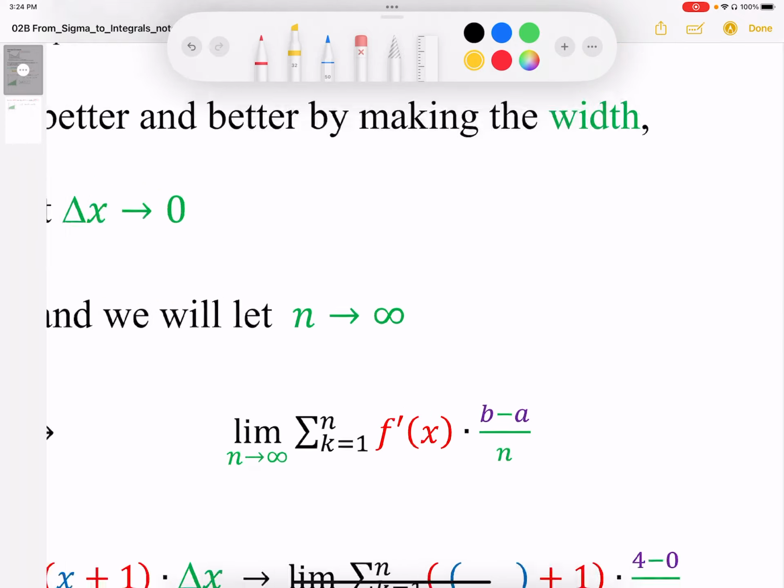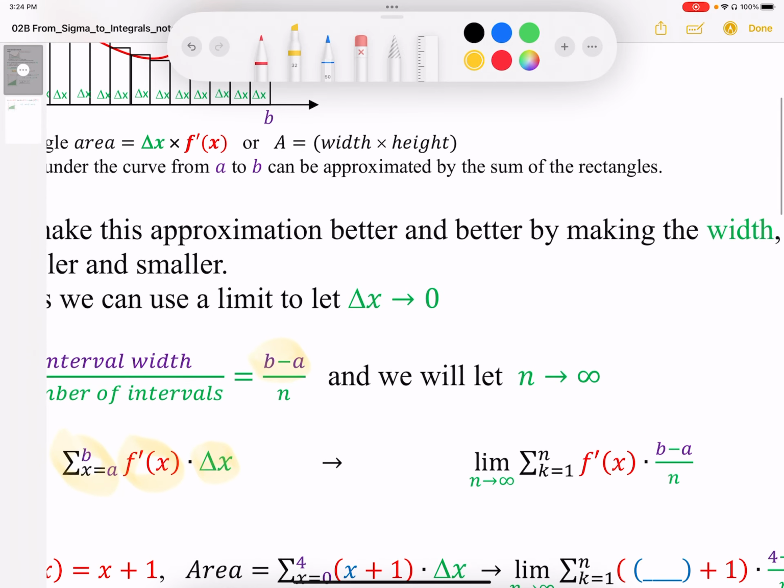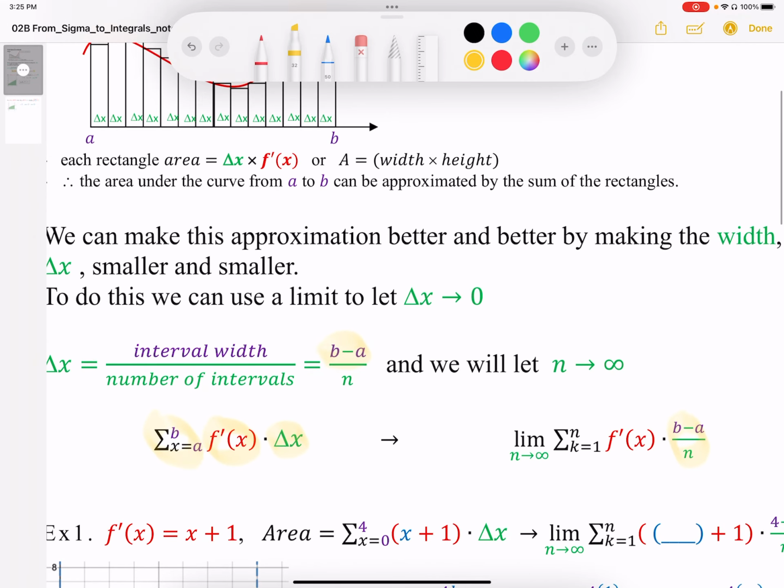It's going to look like this. Again, the only difference between these two expressions is that we are using the limit and we've now switched out the delta x with an equivalent expression, b minus a over n. So remember that b minus a over n represents delta x, and this just allows us to take a limit for n going to infinity.